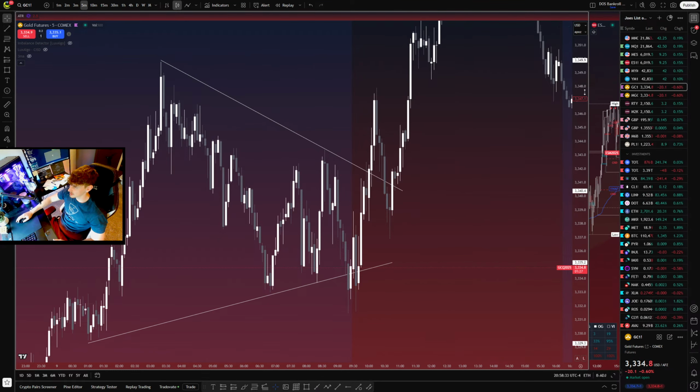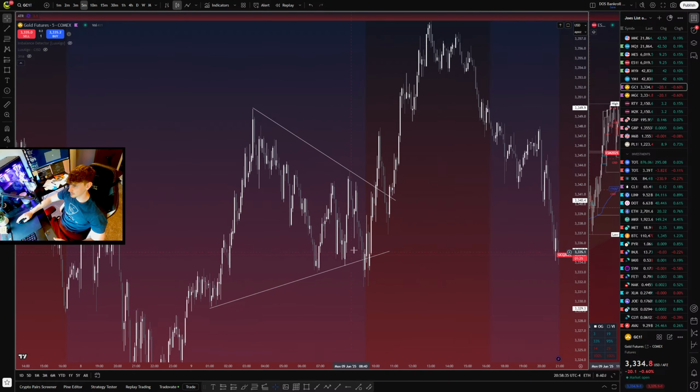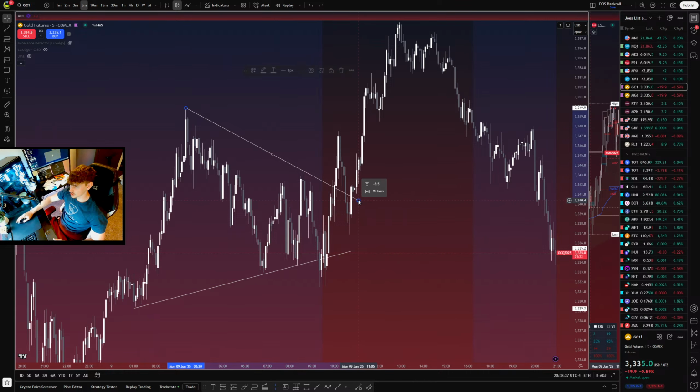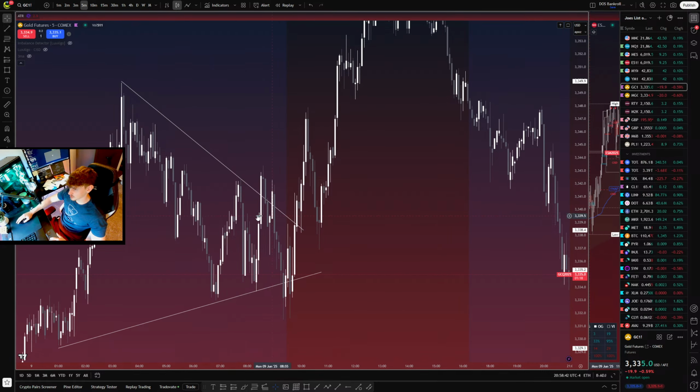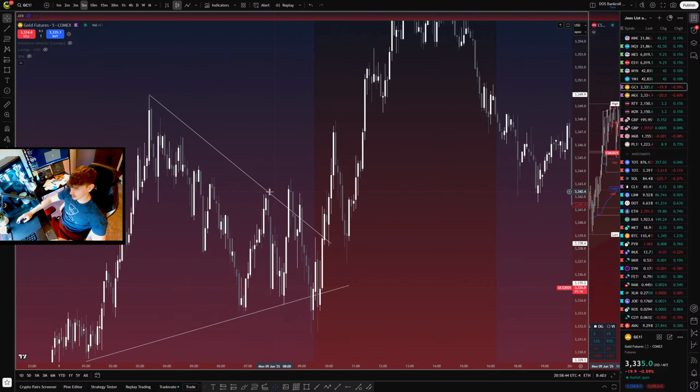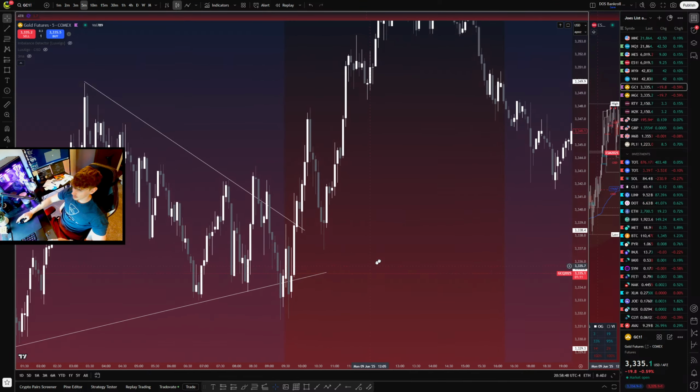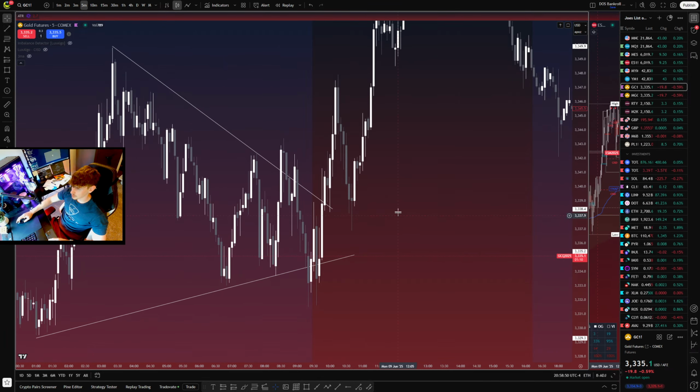The thing is, it's so hit or miss. It can manipulate, and it always looks different, right? Sometimes the manipulation looks like this. Sometimes you get a double manipulation. There's a lot of times where you'll get stops taken out here, stops taken out here, and then you'll get the true push. Where it's breaking out is what you need to know.